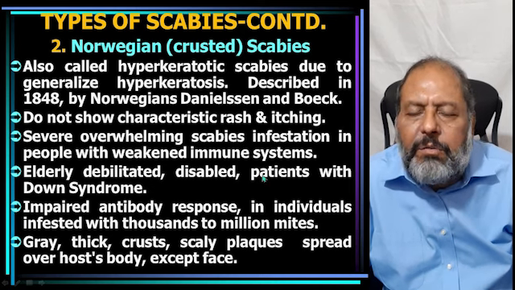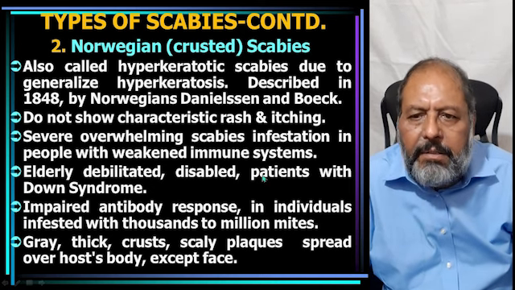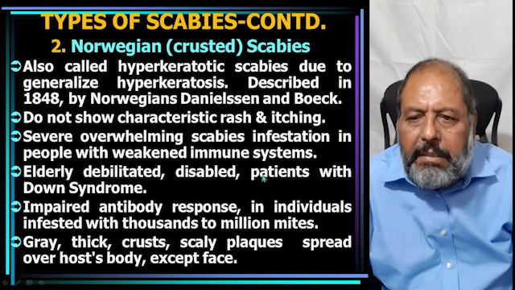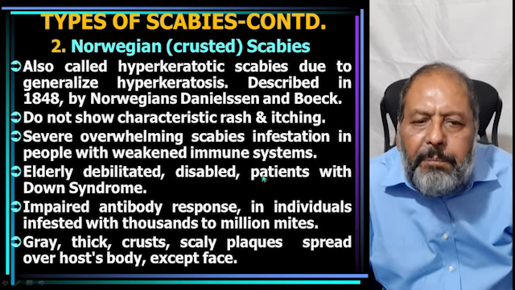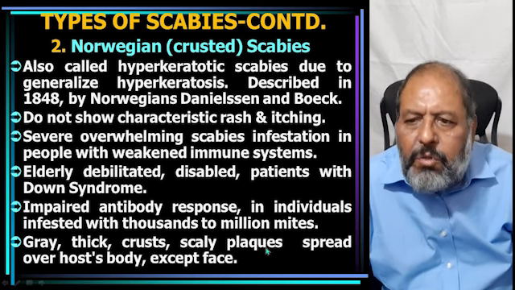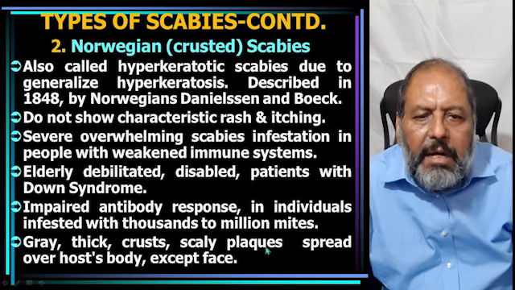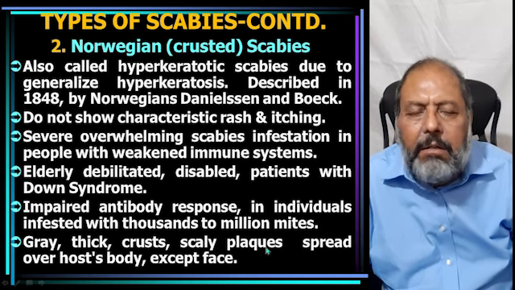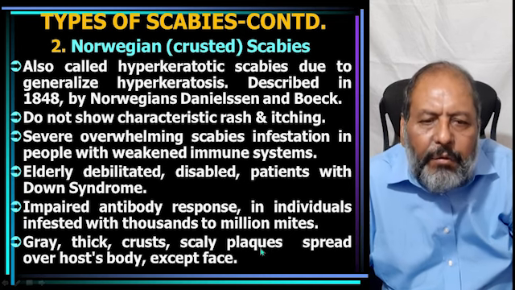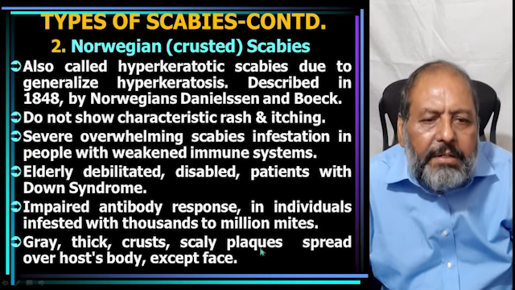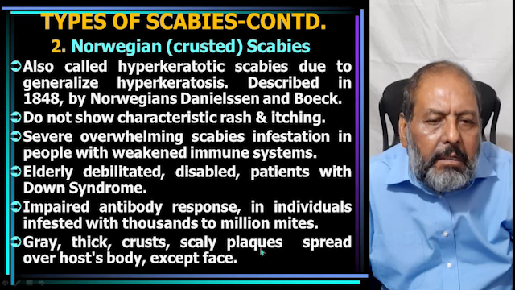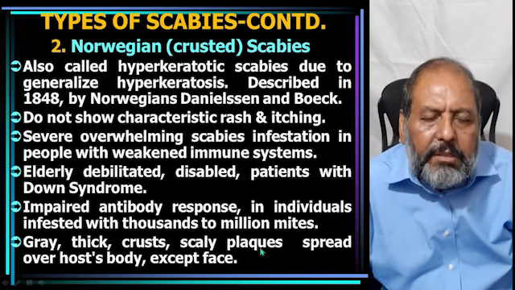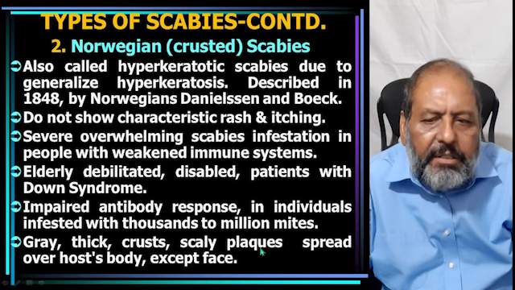Now, coming to the second type of scabies, that is Norwegian or crusted scabies. It is also called hyperkeratotic scabies due to the generalized hyperkeratosis. It was described in 1848 by a Norwegian, Danielssen and Boeck. These were the two persons who discovered this.